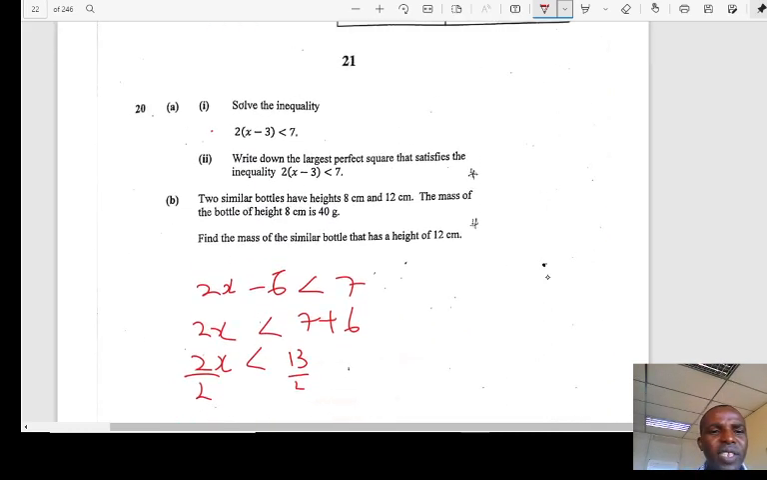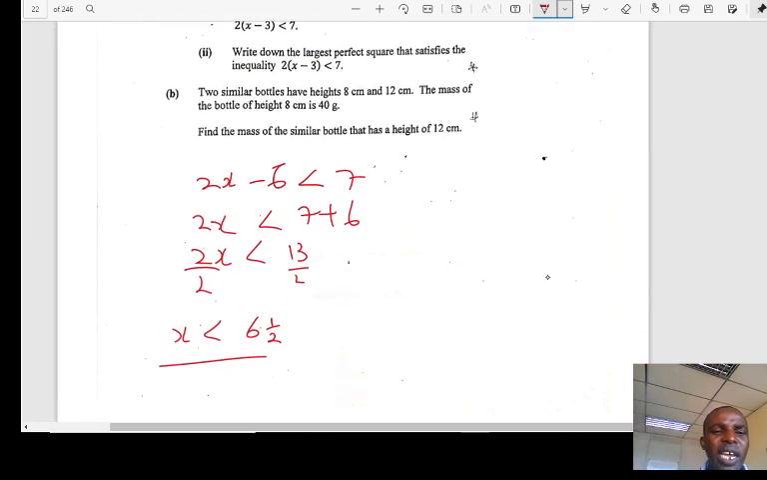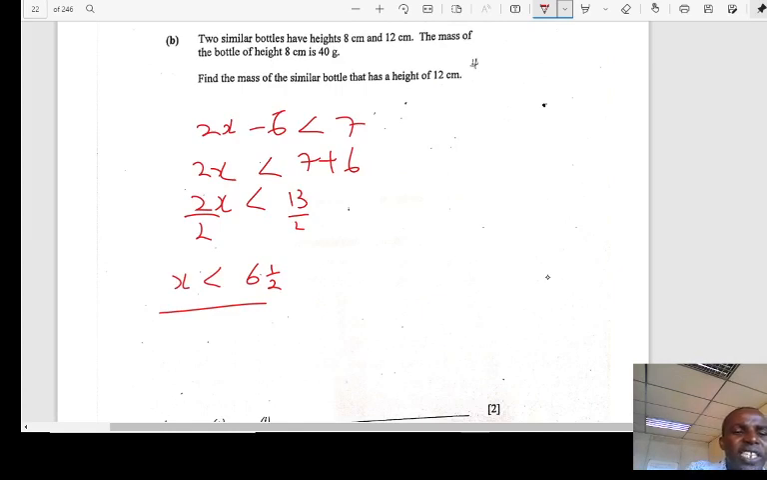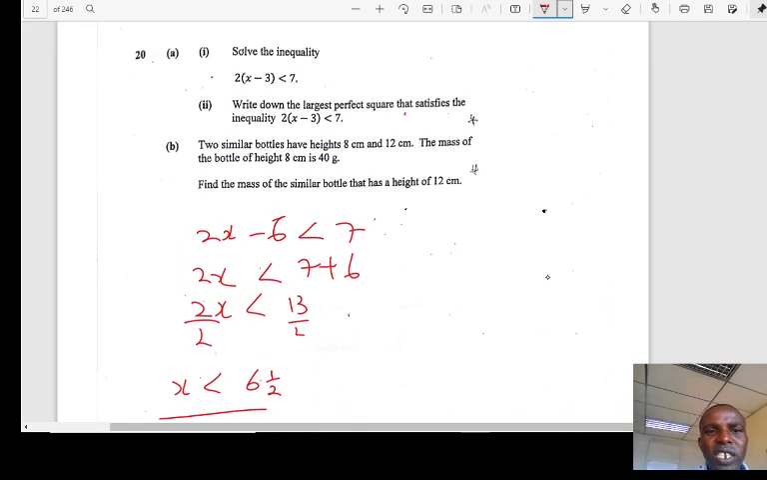Yes. Then next, write down the largest perfect square that satisfies the inequality. Largest perfect square in this case, a number which is less than 6.5. So we have 4 here. So the number is actually 4. That's for this part is 4. Then number B, 2 similar bottles have height 8 centimeters and 12 centimeters. The mass of the bottle of height 8 centimeters is 40 grams. Find the mass of the similar bottle that has a height of 12 centimeters.